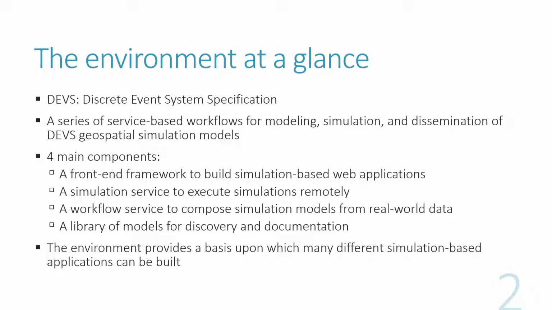The third component is a workflow service that allows users to create and publish workflows that assemble simulation models from real-world data. Workflows are interchangeable according to the business needs of the application. In this demo, the workflow consists of a series of spatial analysis tasks that map simulation models onto real-world geographic information system data. The fourth component is a library of models, experiments, and visualizations that provide discovery and documentation features to the environment. The environment provides a flexible basis upon which simulation-based applications can be developed and tailored to the requirements of various business domains.